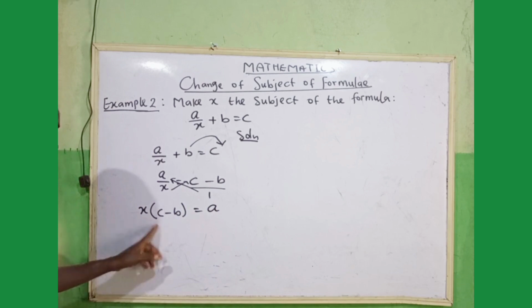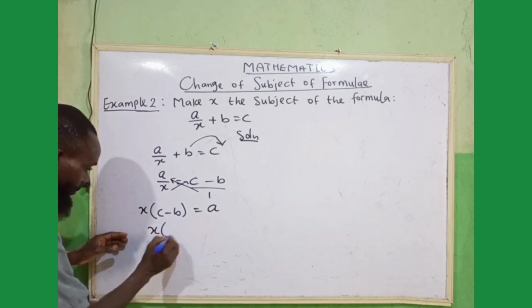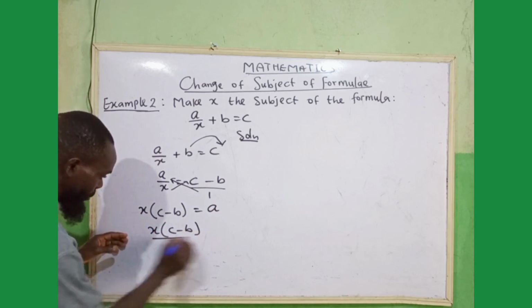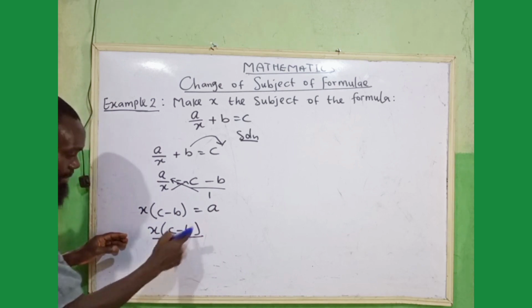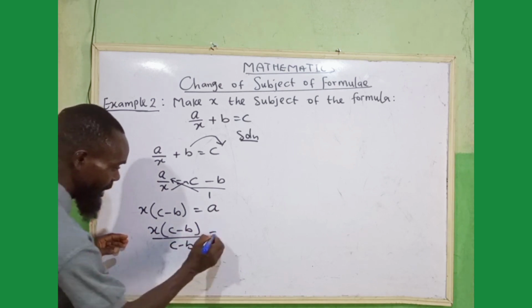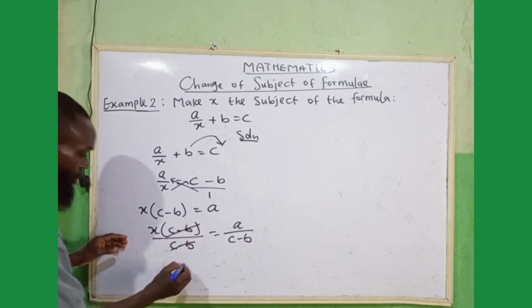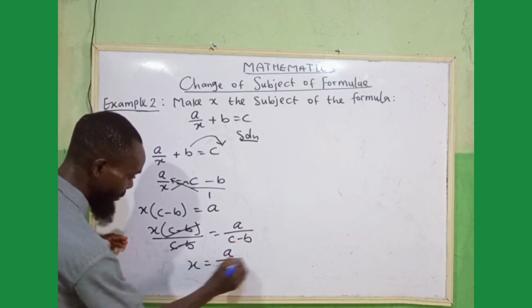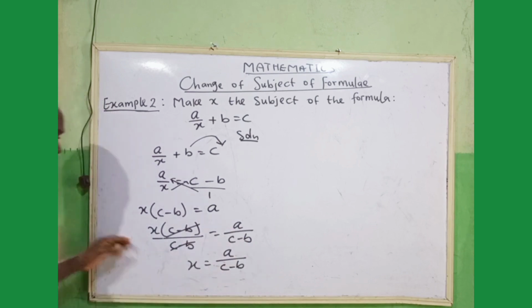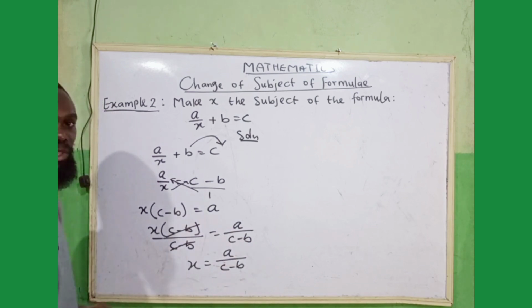I have to divide both sides by c minus b. So I have x open bracket c minus b divided by c minus b equals a over c minus b. This value cancels this value. X is equal to a divided by c minus b. So you can see we arrive at the same answer.